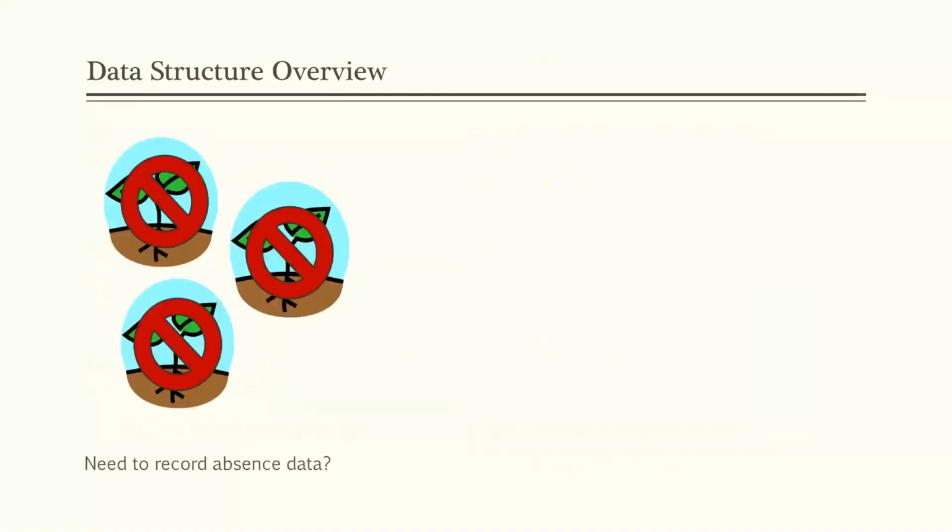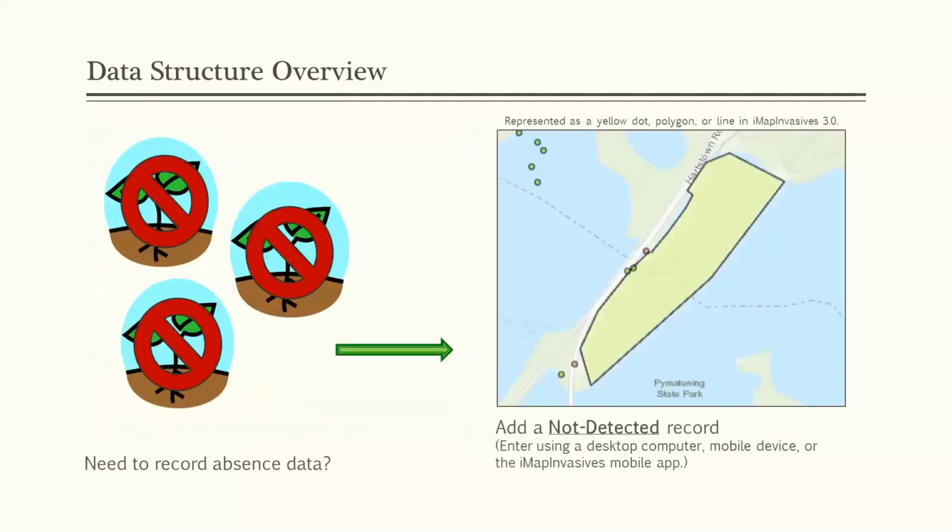If you would like to record absence information, if you were out searching for a particular species and you did not find it, you would add that information as a not detected record. Again, that's represented as a yellow dot, polygon, or line on the map. And you can use either a desktop computer, mobile device, or the mobile app to record not detected information.